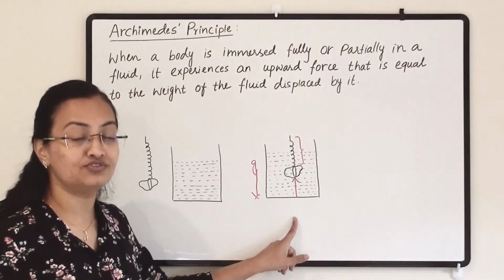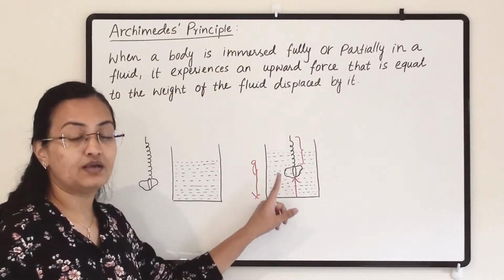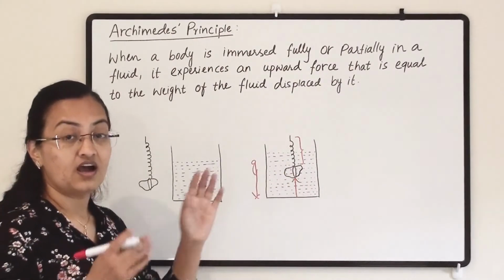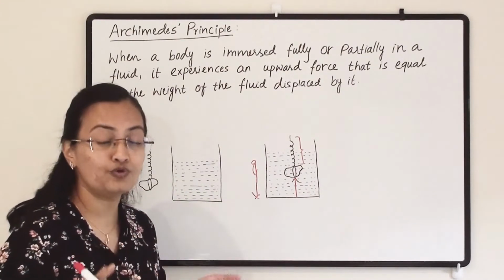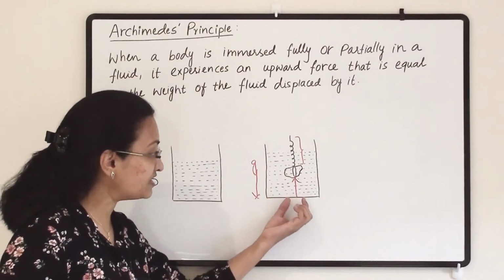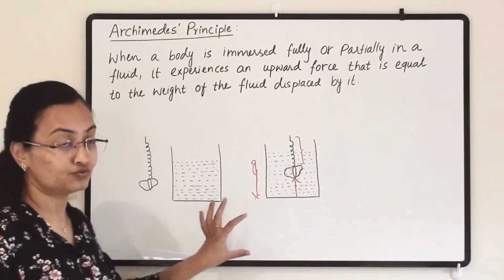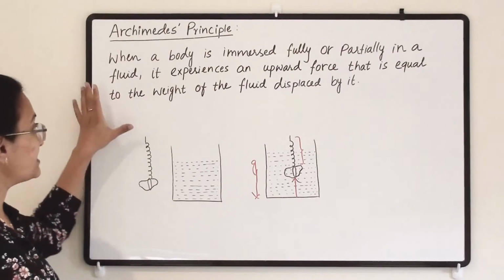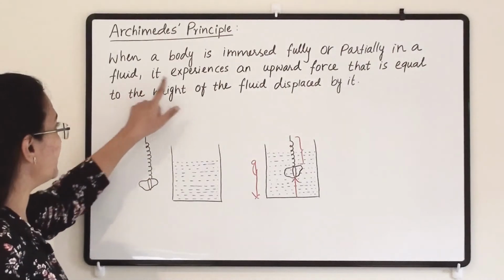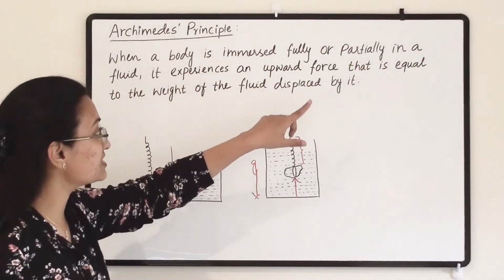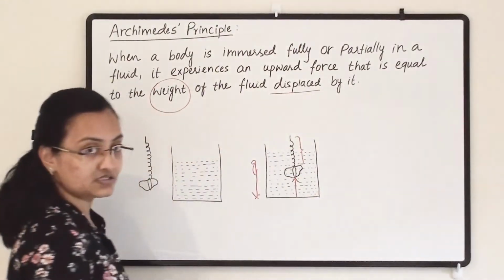Now what is the meaning of this? The meaning is that this much upthrust force is applicable on the object, and that depends on how much fluid has been replaced by the object. That much upthrust force will be applicable on it. And we get this idea from the Archimedes principle. It says that when a body is immersed fully or partially in a fluid, it experiences an upward force that is equal to the weight of the fluid displaced by it.